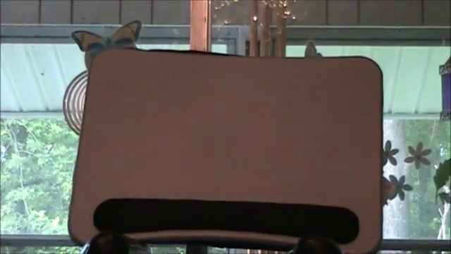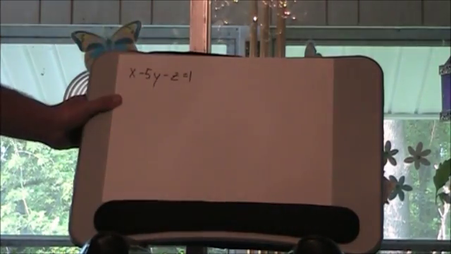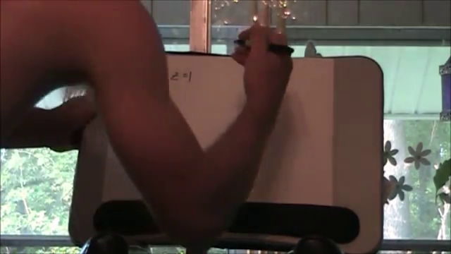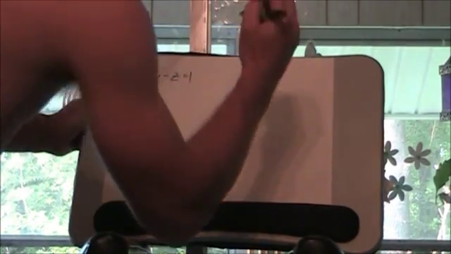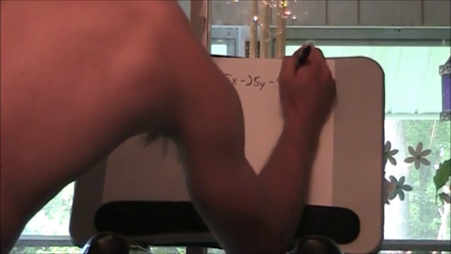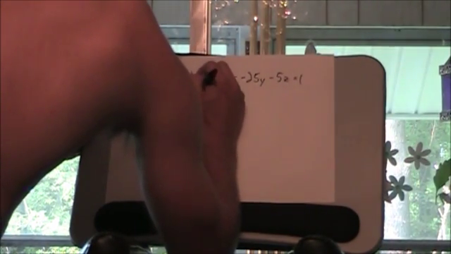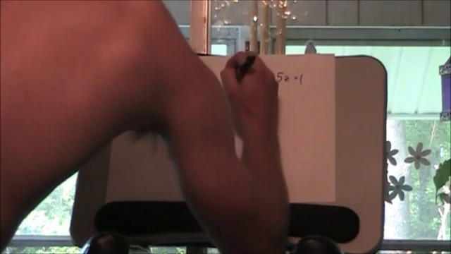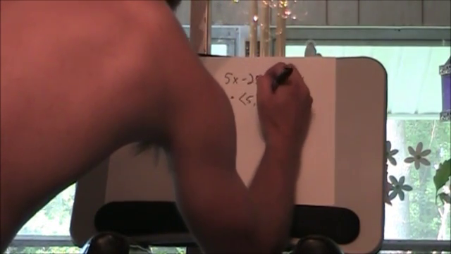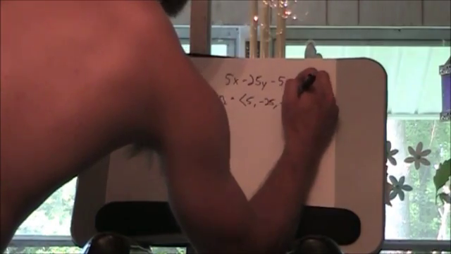And the second question we're going to do, I didn't write down yet, I apologize about that. It is x minus 5y minus z equals 1. And then 5x minus 25y minus 5z equals negative 3. And then, so the normal vectors are going to be 1, negative 5, negative 1, and 5, negative 25, negative 5.